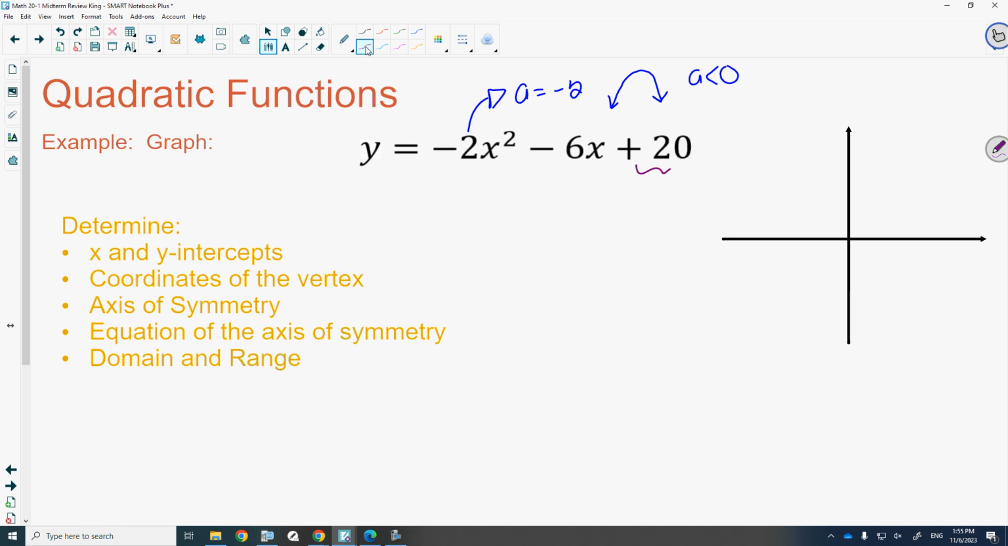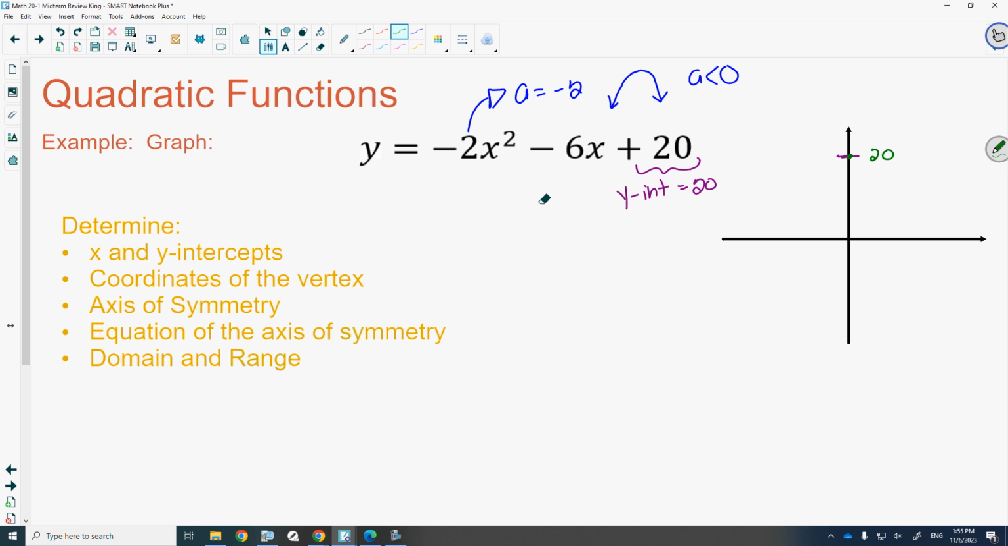This is the c value, which is 20, and that gives me the y-intercept of the graph. So I have a y-intercept of 20. So this graph will cut through 20 on our y-axis. It's going to open down and it's going to cut through 20.